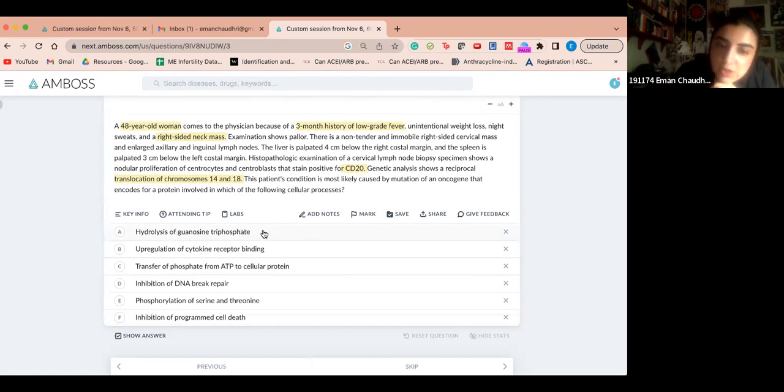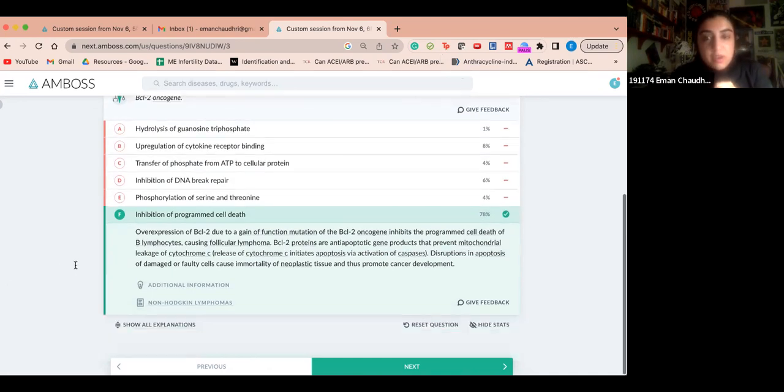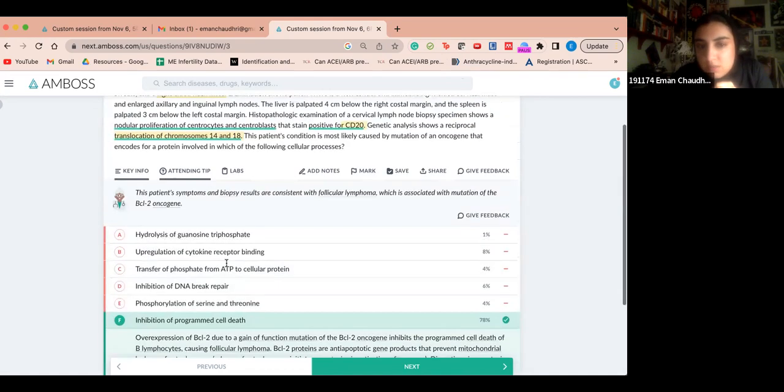Hydrolysis of guanosine triphosphate, nope. Upregulation of cytokine receptor binding, no. Transfer of phosphate from ATP to cellular protein, inhibition of DNA break repair, phosphorylation of serine and threonine, inhibition of programmed cell death. So you guys said it, it is F, okay? Now, do you guys know where you would see, actually, I think there's another question, so I'm going to wait for that, okay? But you guys got it correct.